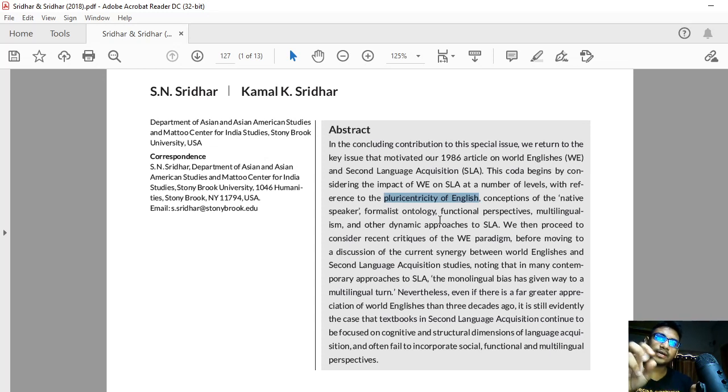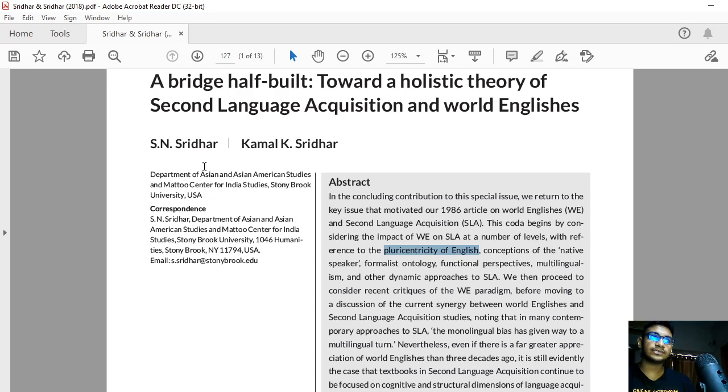We cannot, or rather we should not say that English is for the people of England or the people of America. We shouldn't say that. So these two writers are saying that English should be considered pluricentered, or its center is not singular but rather plural, because we also speak English.